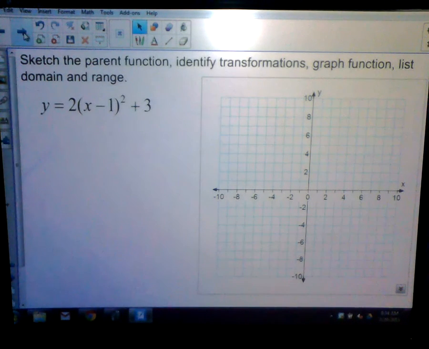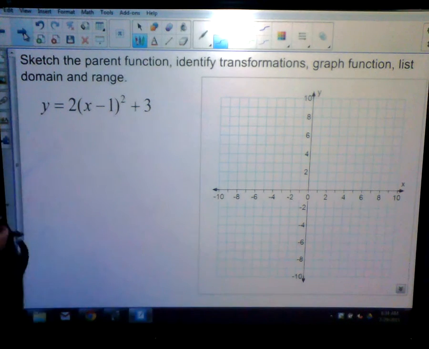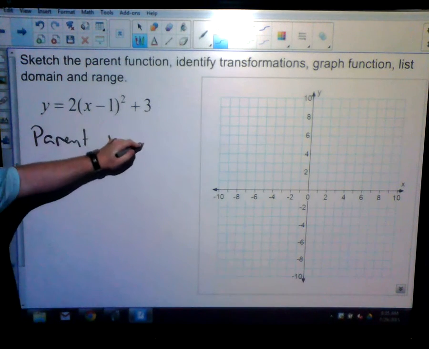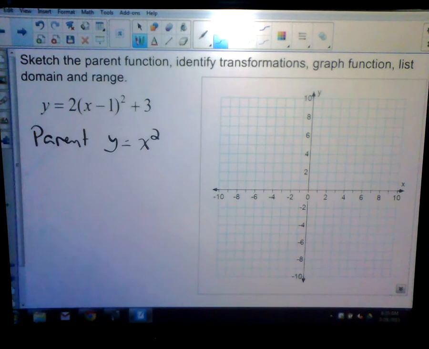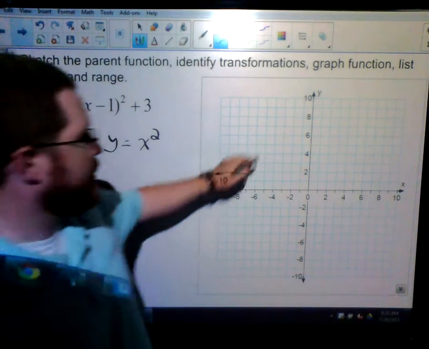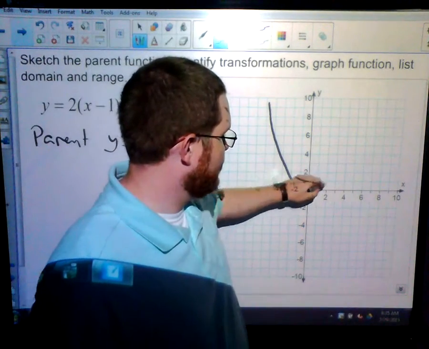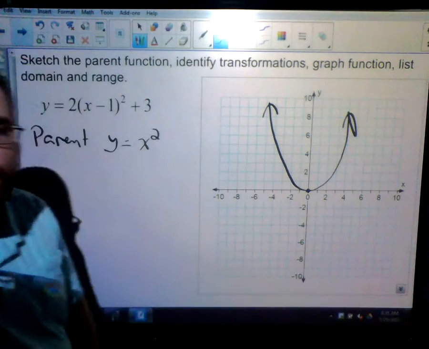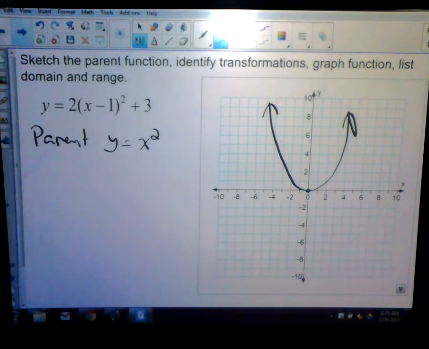So let's practice this. It says sketch the parent function, identify transformations, graph the function, and list the domain and range. So we have a lot to do here. The first thing I need to do is I need to recognize that this parent function is y equals x squared. So y equals x squared. And I'm just going to sketch a graph of that. It looks like this. It's a parabola that opens up and has a vertex on the origin. Okay, it's not exact. I'm not trying to get an exact graph, I'm just sketching it.